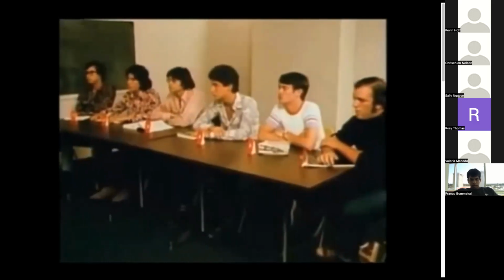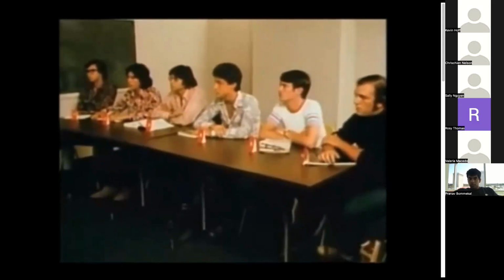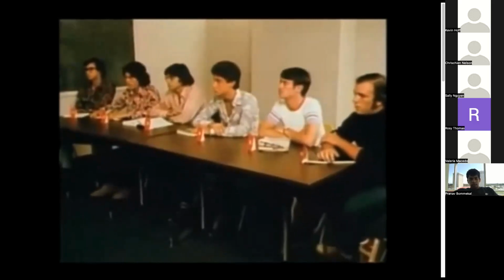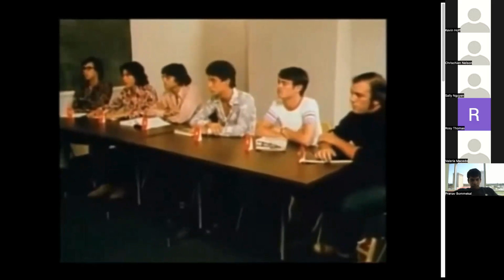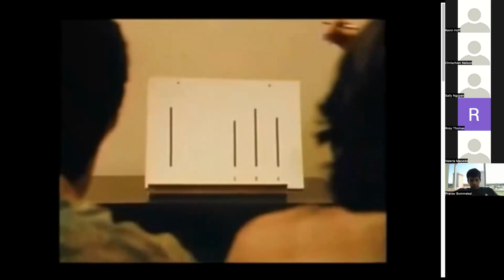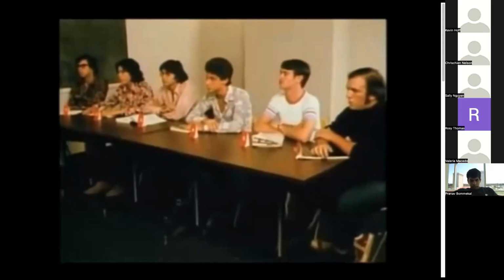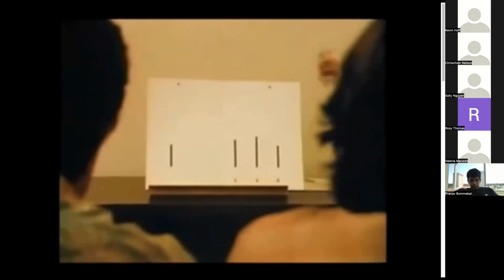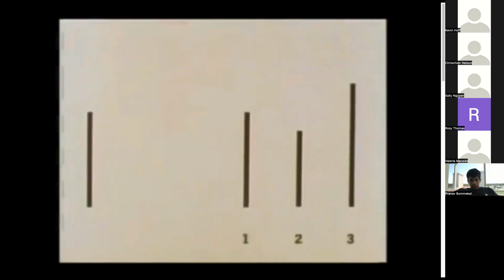You'll give your answer. Only one of the people in the group is a real subject, the 5th person with the white t-shirt. The others are Confederates of the experimenter and have been told to give wrong answers on some of the trials. The experiment begins uneventfully as subjects give their judgments. But on the 3rd trial, something happens.